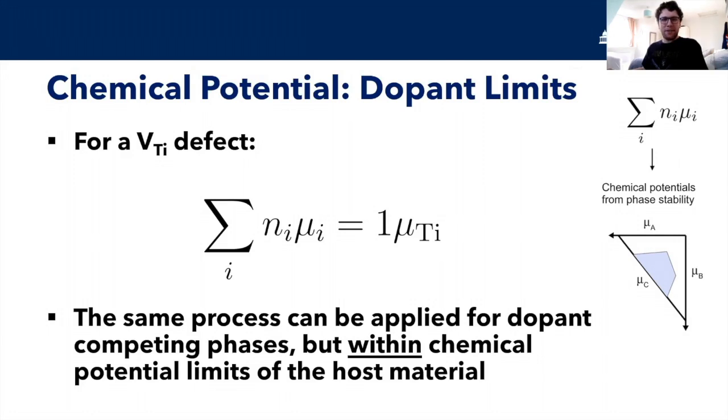So for a titanium vacancy, what we have done is removed one atom from our host, added one atom to an external reservoir, so our N is +1, and then we simply have that multiplied by our chemical potential for titanium, which we just calculated. And then we can apply the same process for considering external dopants as well, but we now have to confine this within the chemical potential limits that we just calculated for our host material.